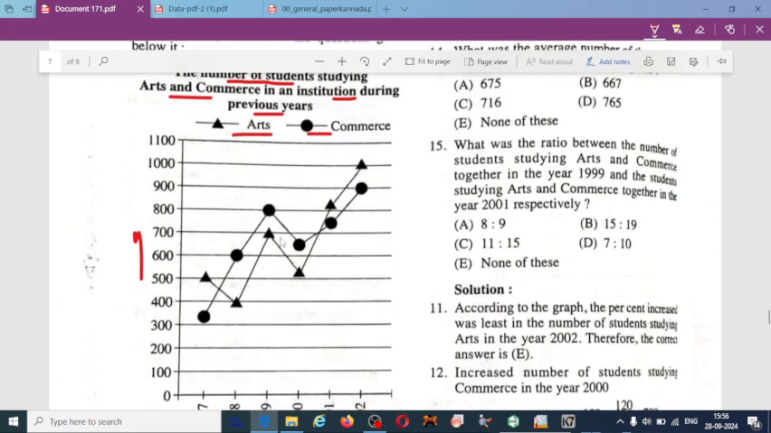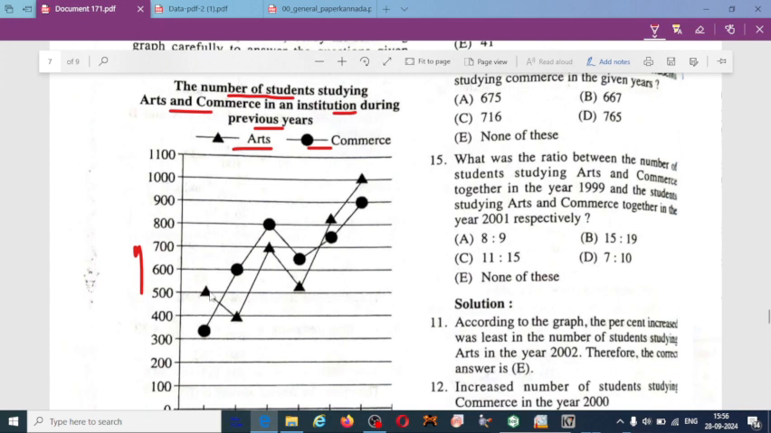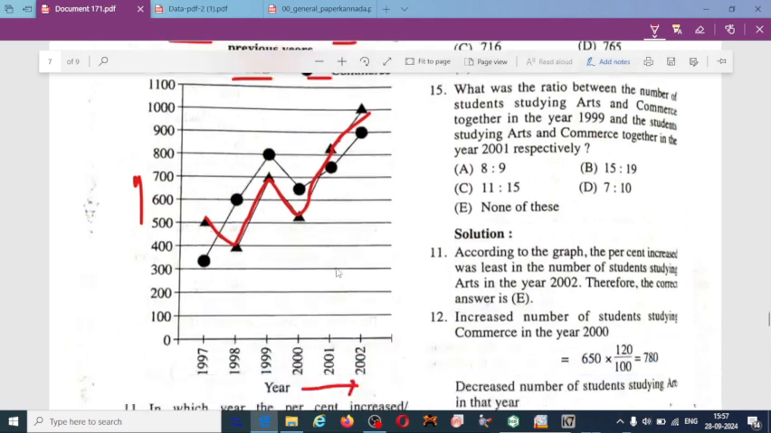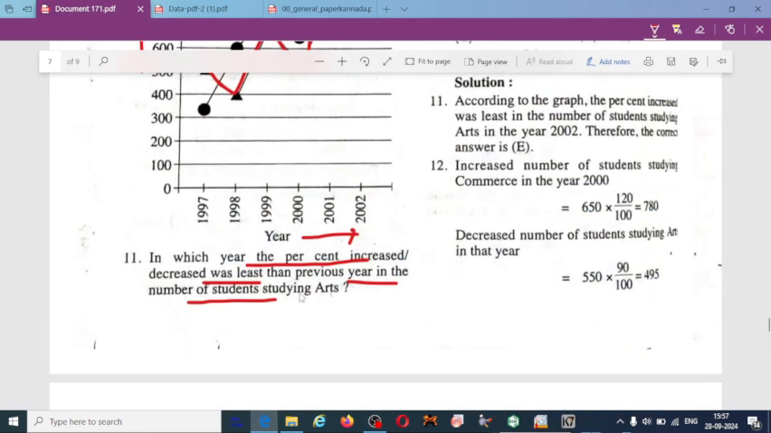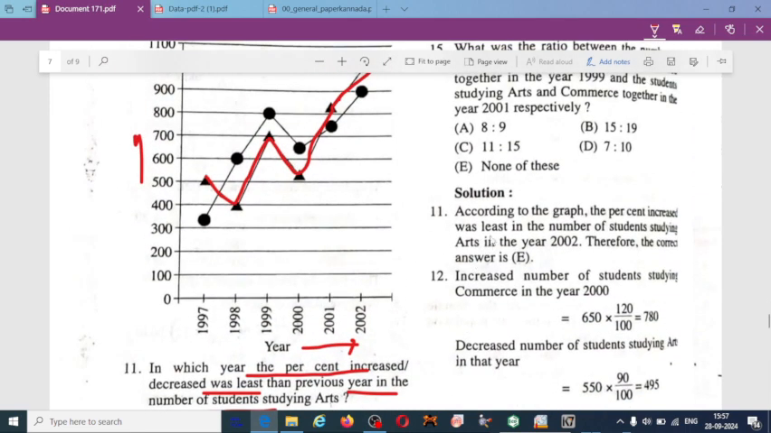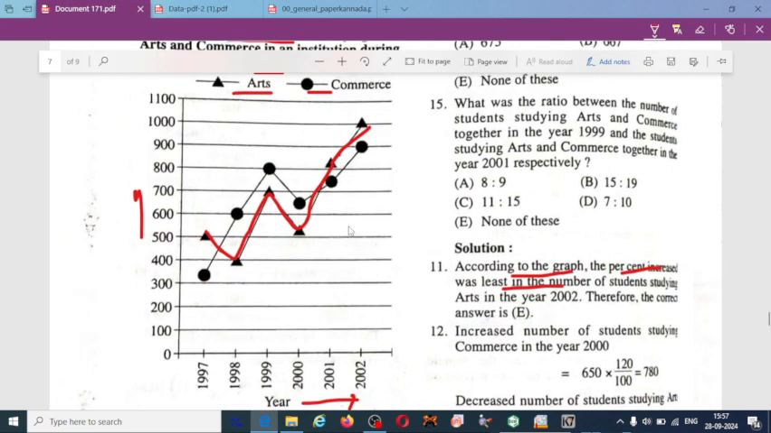So arts, if you take, the line is like this. In which year, increasing or decreasing, they are asking. Least. According to the graph, the percentage was least in number of students studying arts is in which year? The 2002.